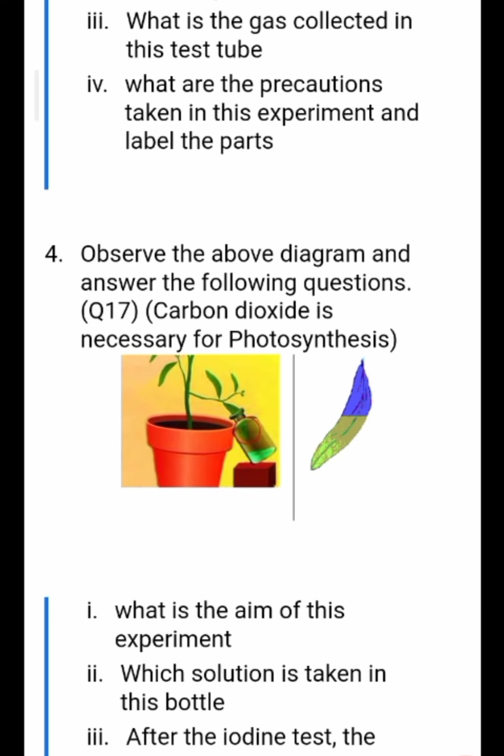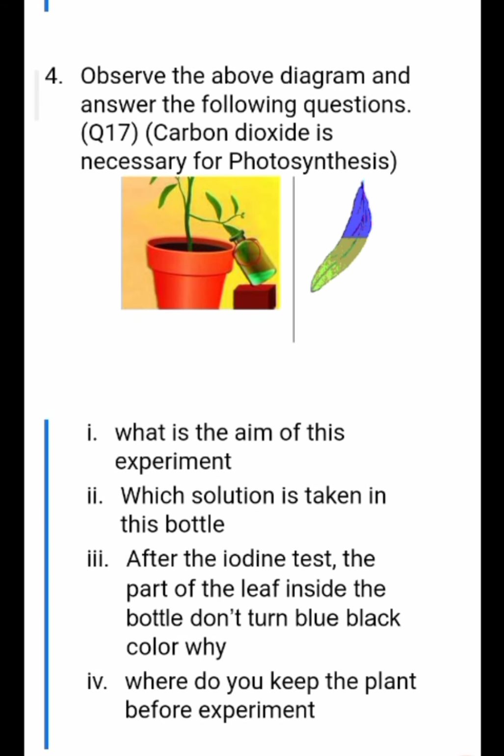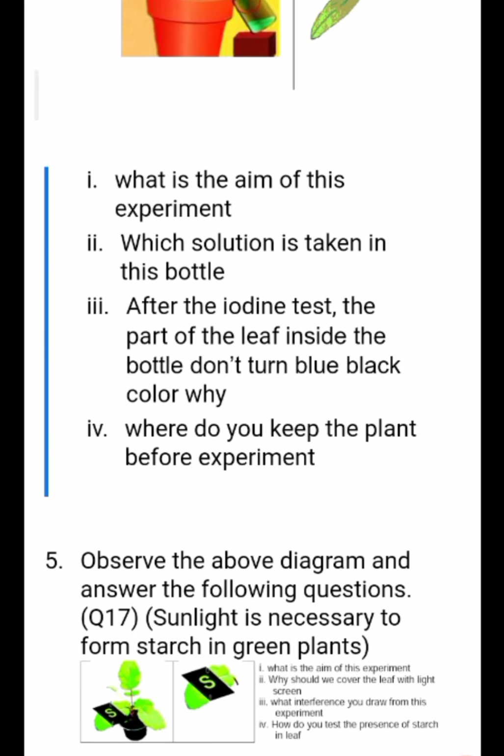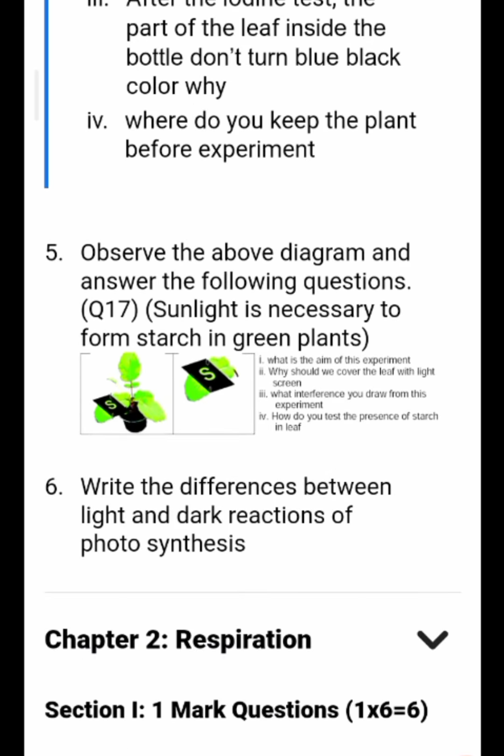Observe the above diagram and answer the following questions. What is the aim of this experiment? Which solution is taken in this bottle? After the iodine test, the part of the leaf inside the bottle doesn't turn blue-black color. Why? Where do you keep the plant before the experiment?